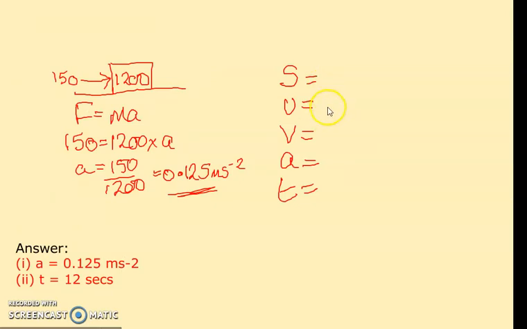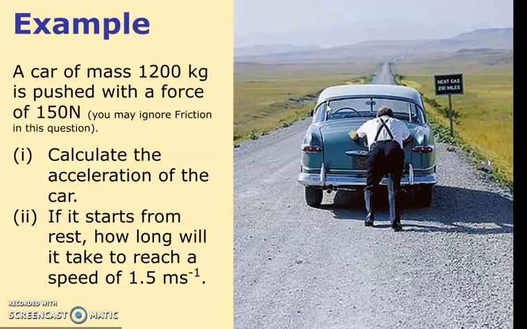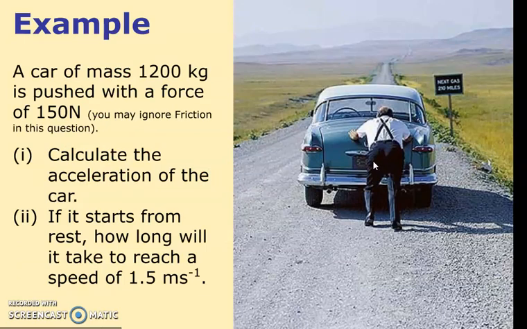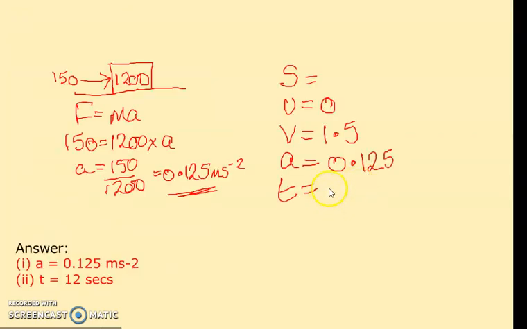It said it starts from rest, so U equals 0. How long will it take to reach a speed of 1.5? So that's 1.5. And of course, I already have calculated the A to be 0.125. And what's the thing? How long will it take? Yeah, sorry. So the T is what I'm after. So this is V equals U plus AT again. V equals U plus AT. The V this time I know. The 0 plus the A times the T.